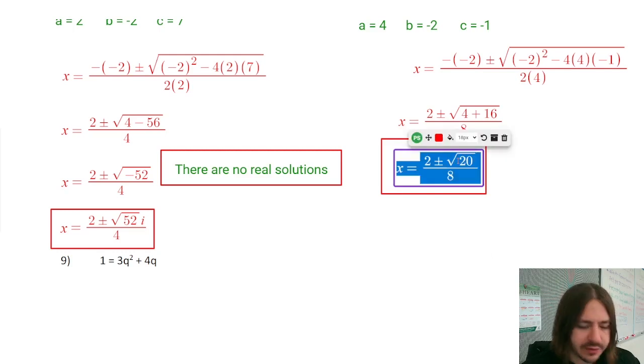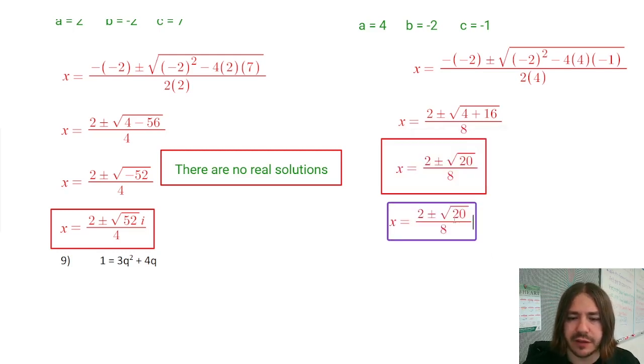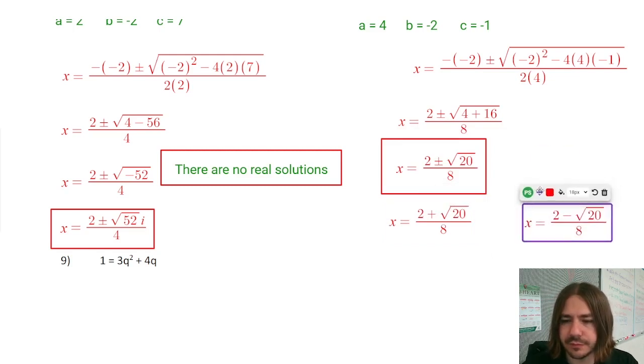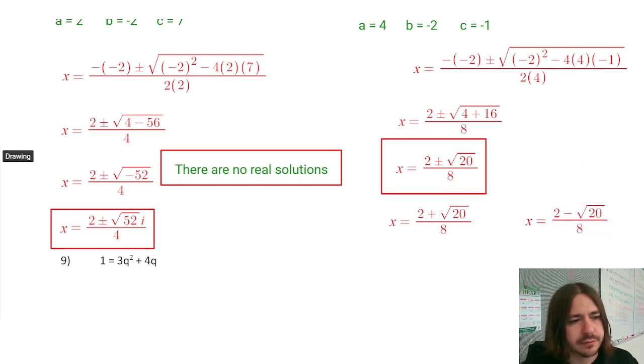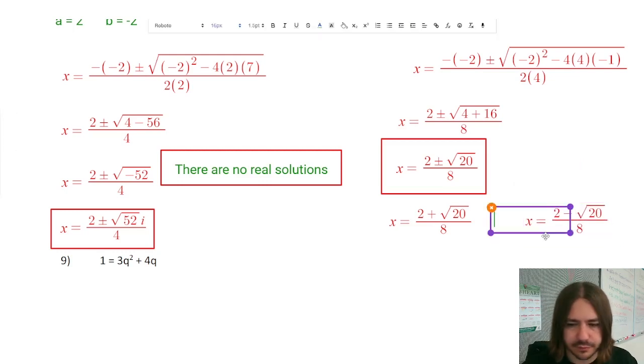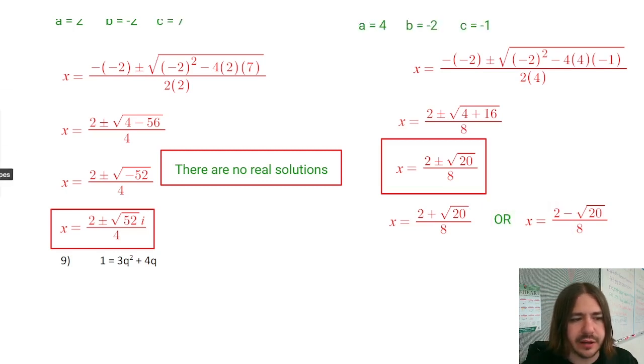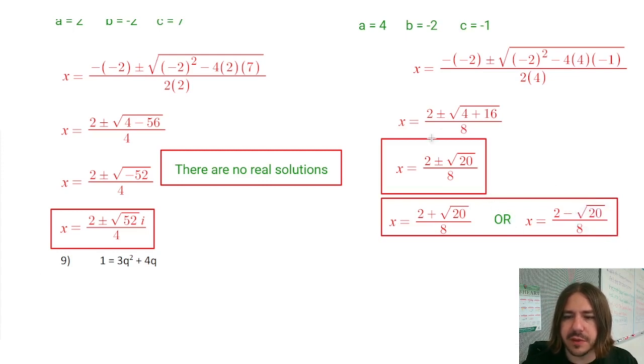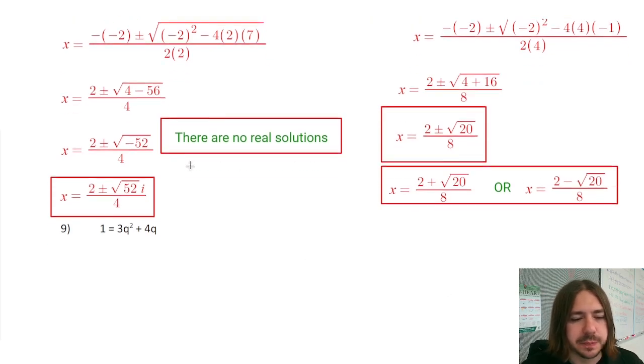If you want to write it separately, if you want to really emphasize the 2 solutions, you can write it like this, one with plus and then one with minus. This would be an acceptable way to write the solutions as well. This basically means the same thing. So it's definitely going to be more efficient to write it like this, how we did number 7 here, but you can separate it out if you want.